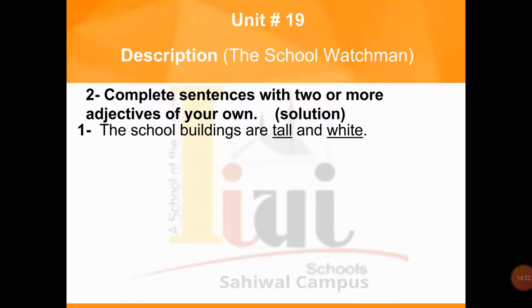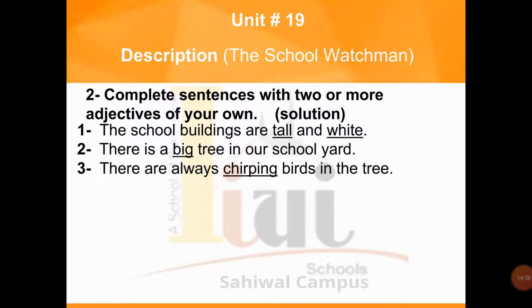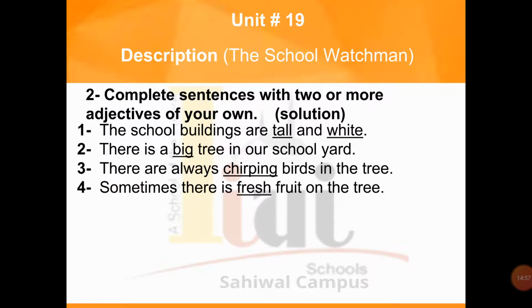Next is: there is a dash tree in our schoolyard. There is a big tree in our schoolyard. Third is: there are always dash birds in the tree. For birds we can use any adjective: beautiful, charming, attractive, colorful. I added chirping birds in the tree. Sometimes there is dash fruit on the trees. Sometimes there is fresh fruit on the tree, fresh.